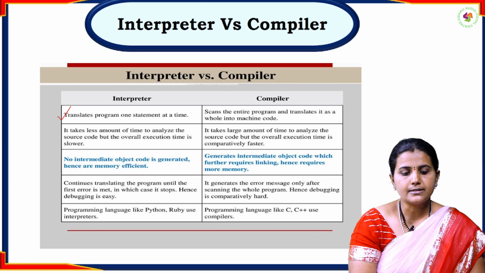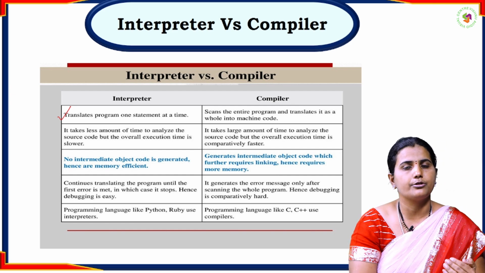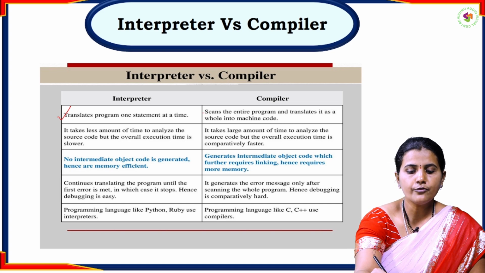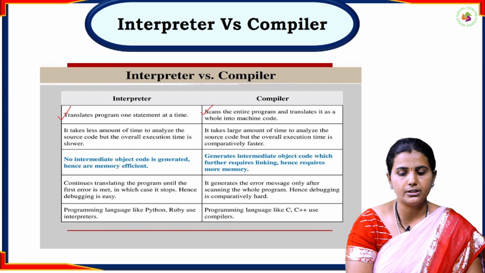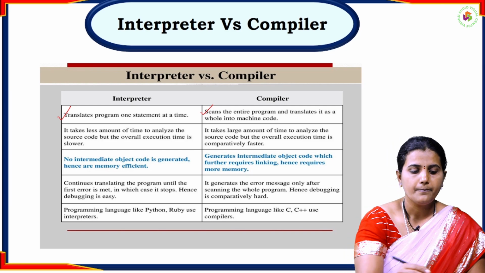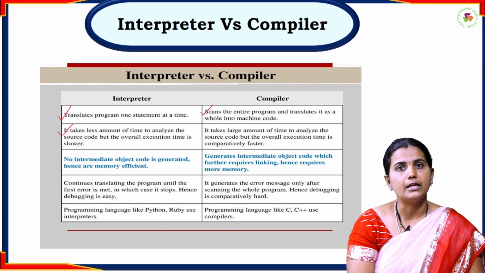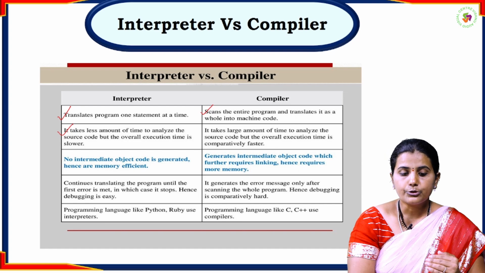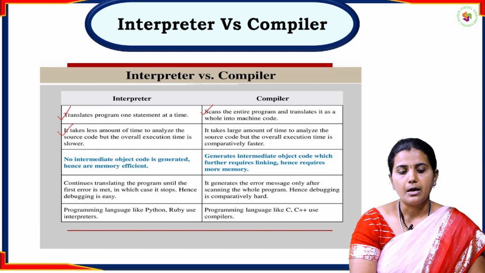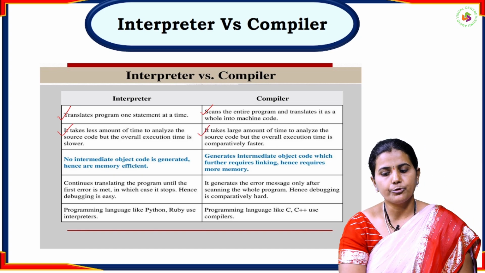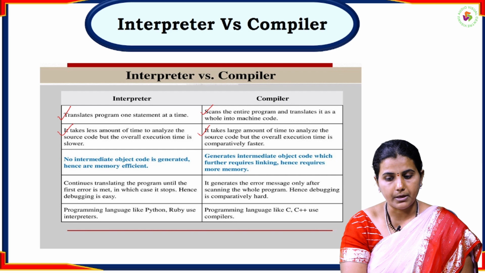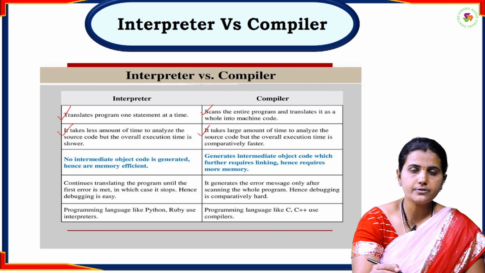An interpreter translates the program one statement at a time, meaning statement by statement you convert. A compiler scans the total program at a time and converts it only once. An interpreter takes less time to analyze the source code, but the overall execution time is slower. A compiler takes a large amount of time to analyze, but the overall execution time is much faster.